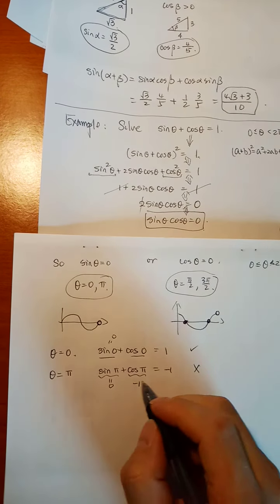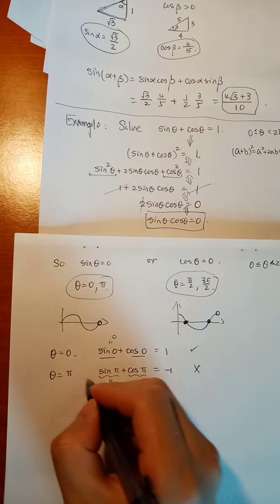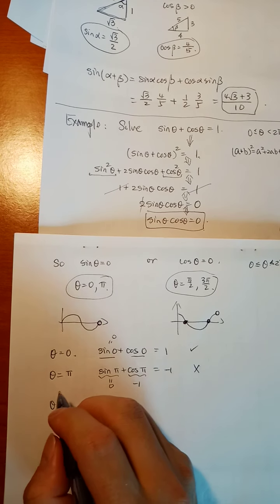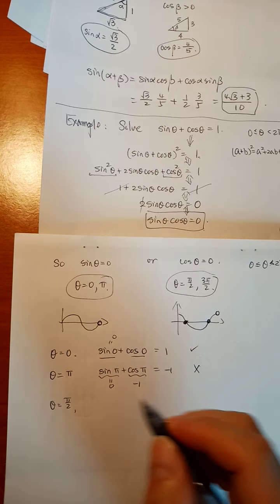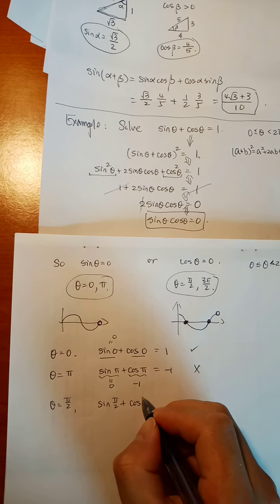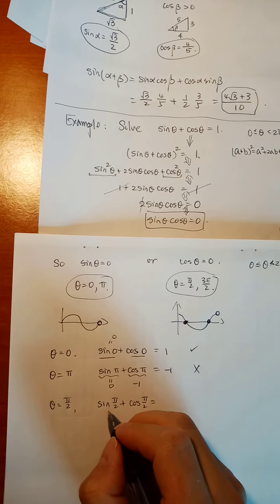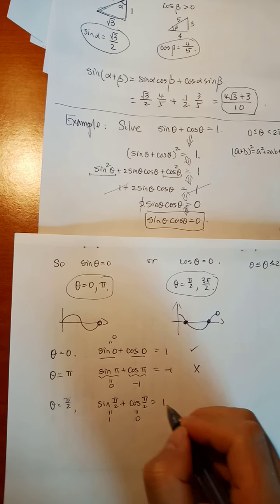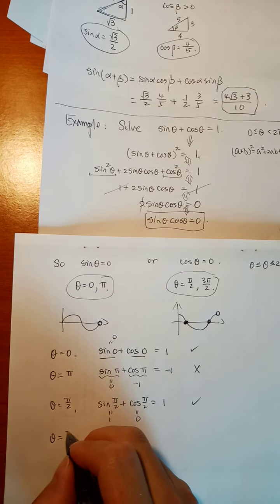Okay, so cosine pi is negative 1. This is not the answer. Then pi over 2: sine pi over 2 plus cosine pi over 2. Sine pi over 2 is 1. Cosine pi over 2 is 0. So the sum is 1. Good. Then 3 pi over 2.